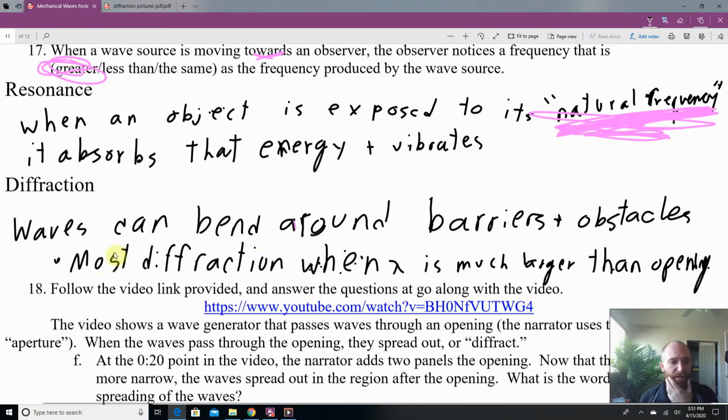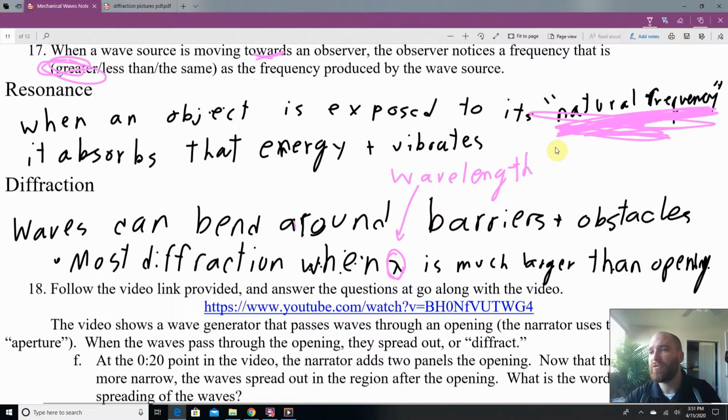The most diffraction will occur when this right here, probably should have written out if you're copying this down in your notes. This right here is that symbol lambda, which just means, remember, that's the wavelength. So if that'll help you remember it better, then write out the word wavelength. Works best when the wavelength is really, really long and the opening is really, really narrow, the opening through which the waves are traveling. So the most diffraction will occur when the wavelength is much larger than the opening.